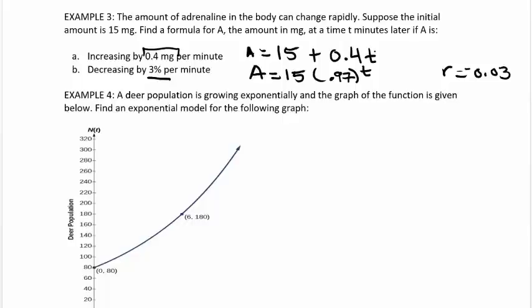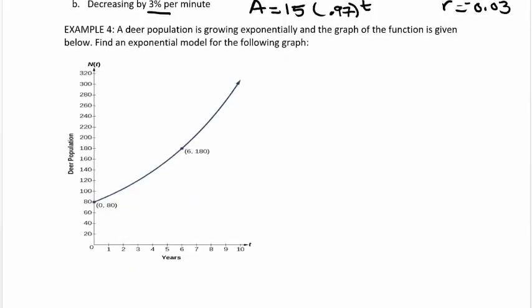Let's try one on a graph. Example 4. A deer population is growing exponentially and the graph of a function is given below. Find an exponential model for the following graph. So you'll notice here that unlike a linear function, this function has a bend to it. So when you have an exponential function, it's curved either upward or downward. It could be increasing or it could be decreasing depending on what the population is doing, but it's not a straight line. So that's something visually that we can recognize.